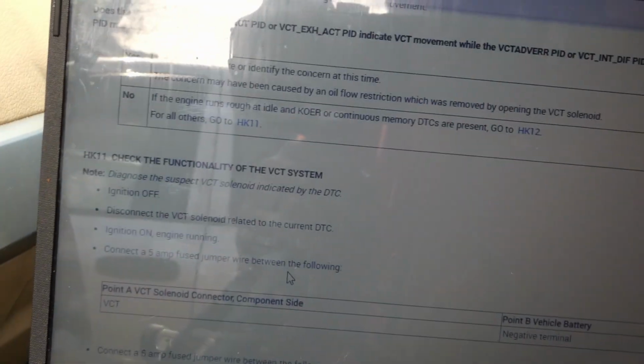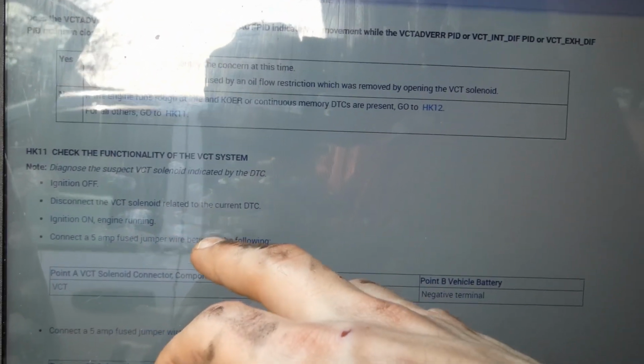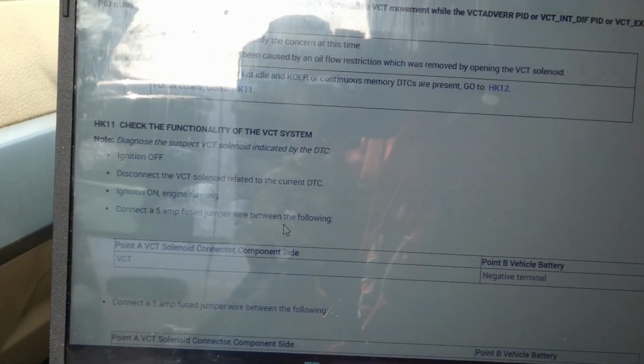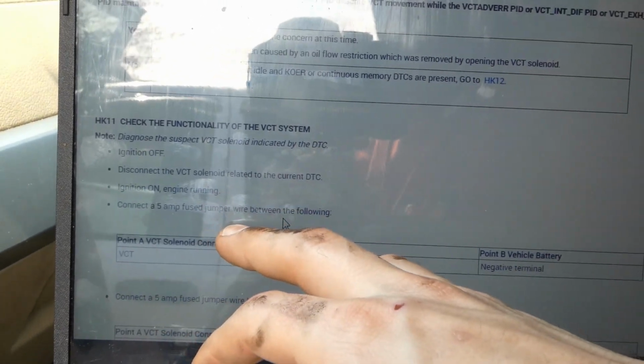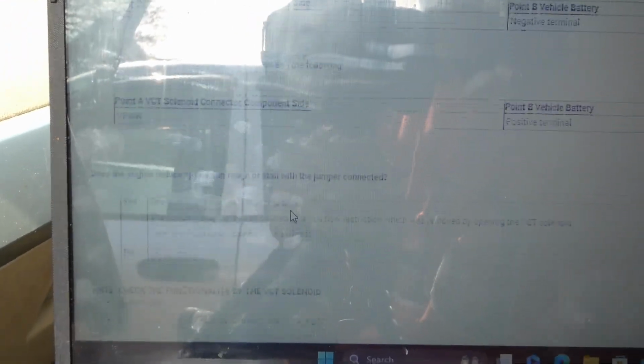What's next in our flow chart? That was not fruitful. Ignition off. Disconnect the VCT solenoid. Connect a jumper wire from battery positive and battery negative to each side. And then we want to see if the engine reduces speed, runs rough, or stalls.